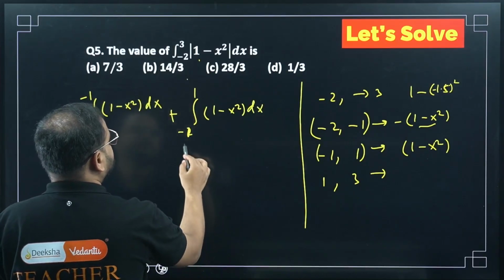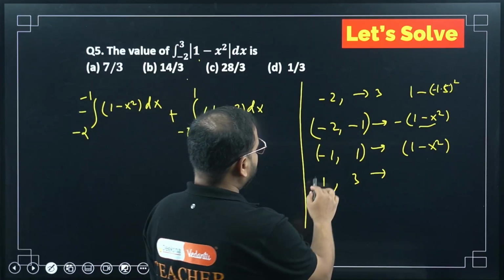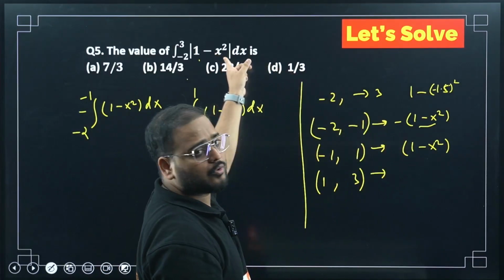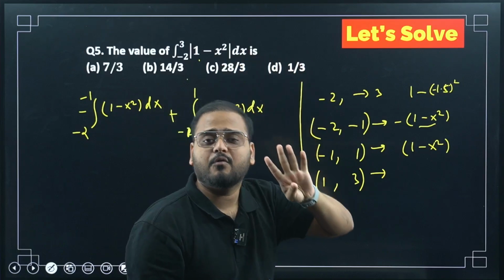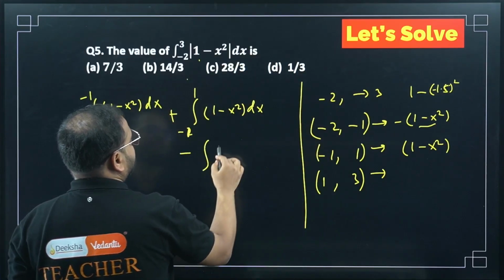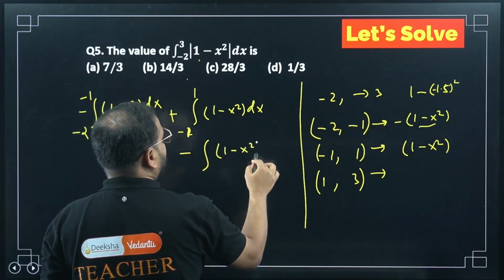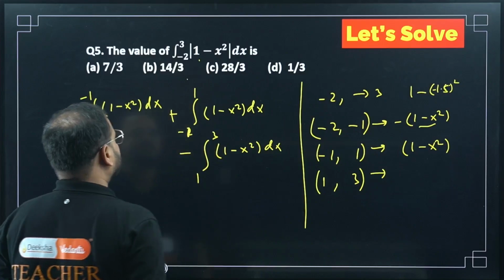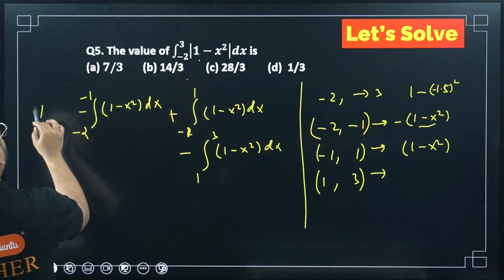The last part, from where to where? 1 to 3. Put a number 2, put in place of x as 2. I get 1 minus 2 square. How much is that? 1 minus 4. How much is that? Negative. This will become what? Minus of (1 minus x square) dx, from 1 to 3. So this is my integration now. This is my I value.